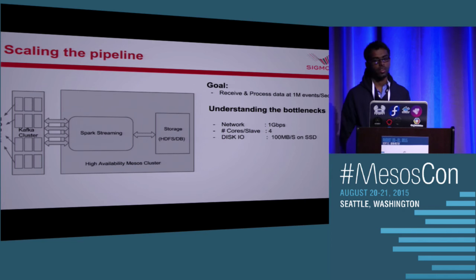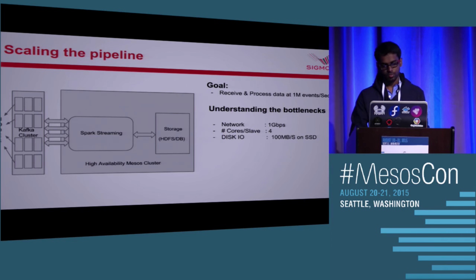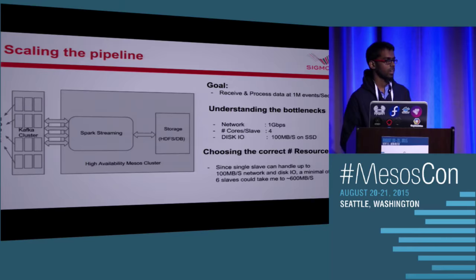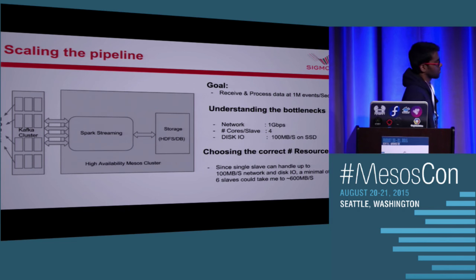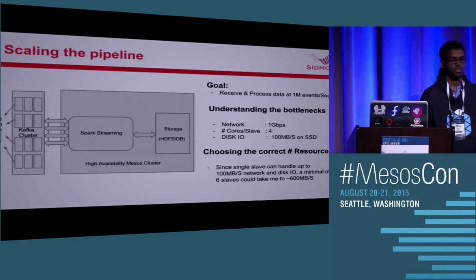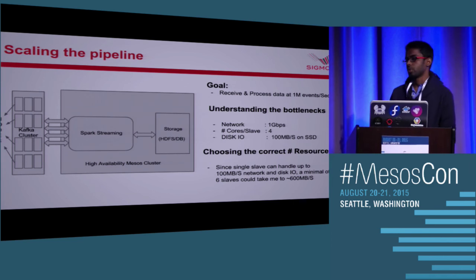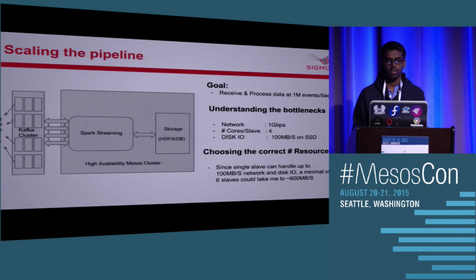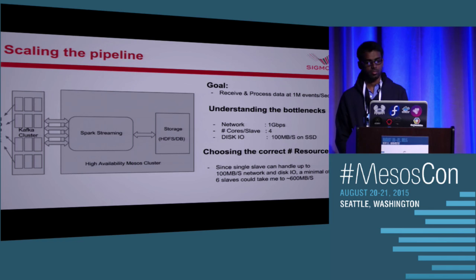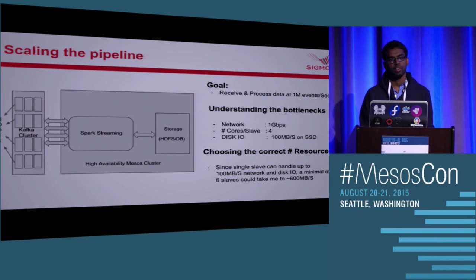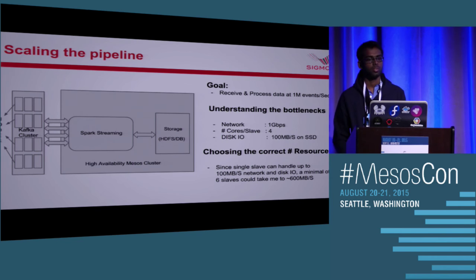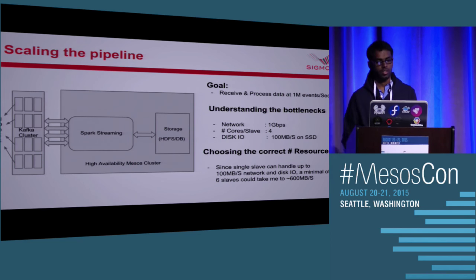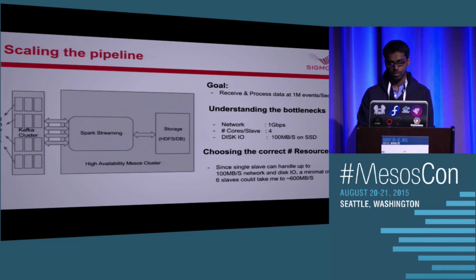And for disk IO, if you have an SSD, you'll get at least around 100 MB per second read-write speeds. With all this configuration, let's say I want to process around 600 MB per second. What I will have to do is spawn up 6 slaves, each with 4 cores, and disk IO and network of 100 MB per second. So each will be able to receive and write the data at 100 MB per second. That's how you create a scalable pipeline, with the numbers.